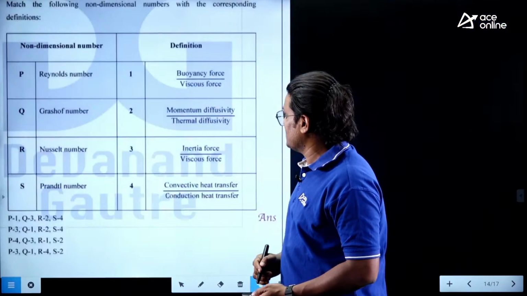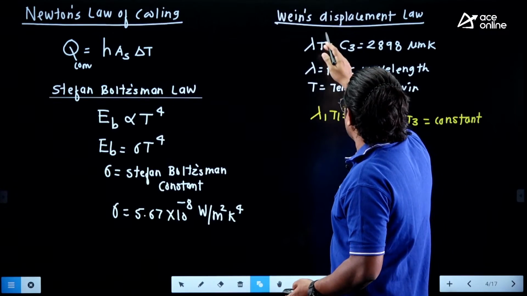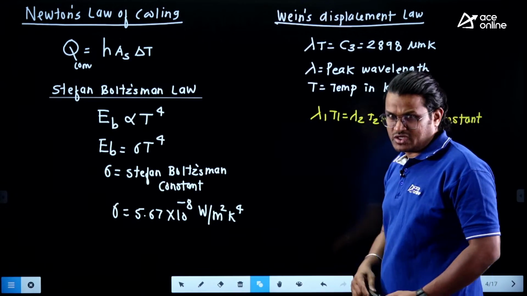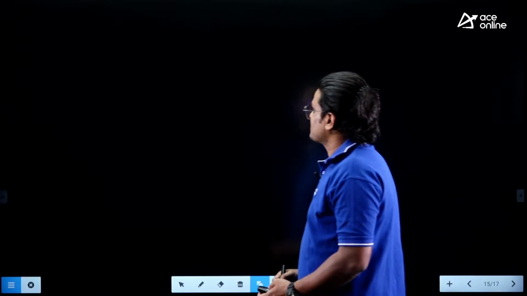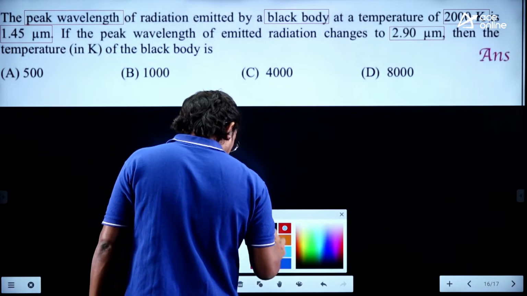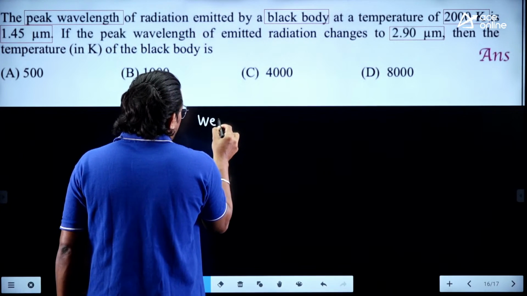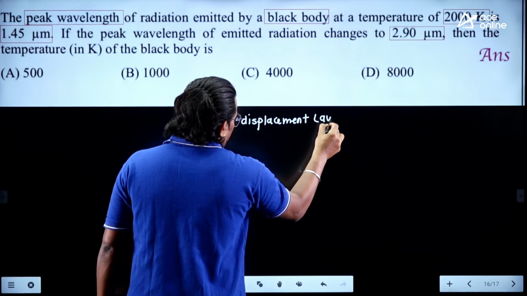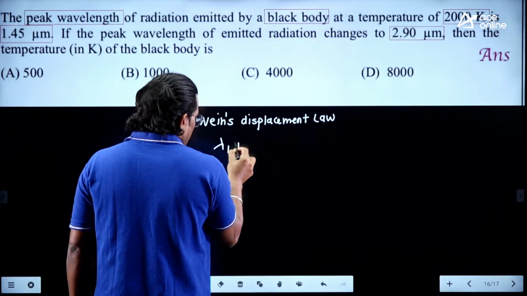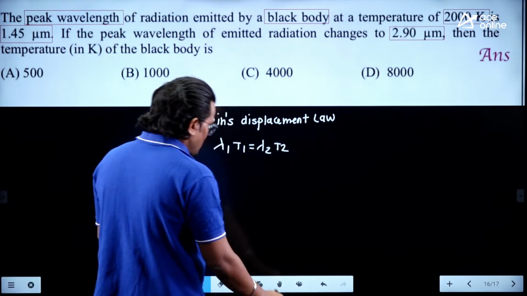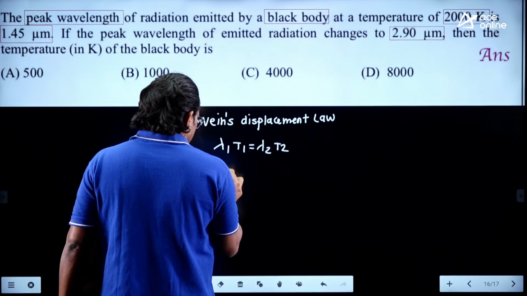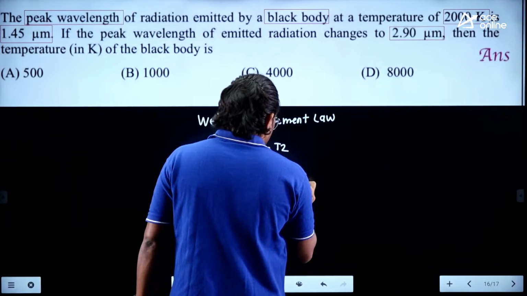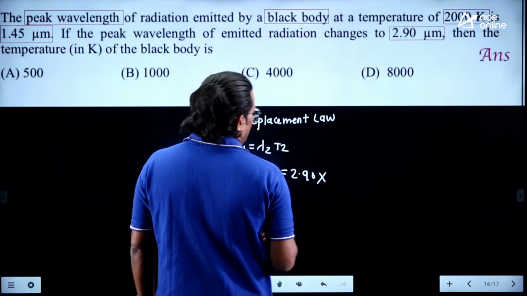So in this case, which equation will you use? The Wien's displacement law. So this equation you will use: lambda T equals 2898, or no need, you can write lambda 1 T1 is equal to lambda 2 T2. So what is Wien's displacement law? Lambda 1 T1 is equal to lambda 2 T2. So lambda 1 is 1.45, into temperature 2000, equals lambda 2, that is 2.90, into T2. T2 we need to find.